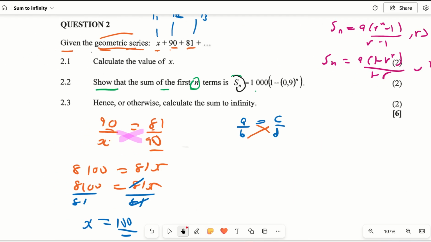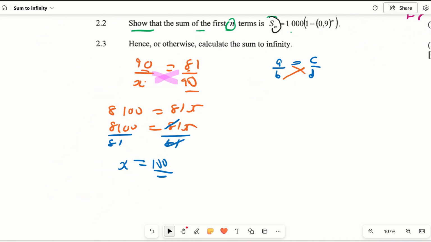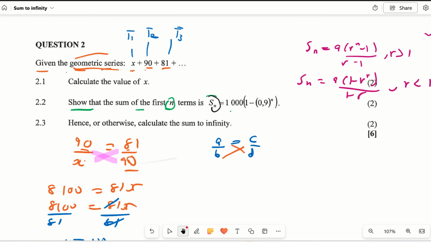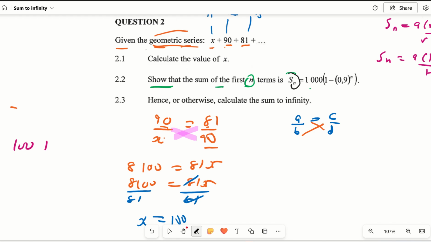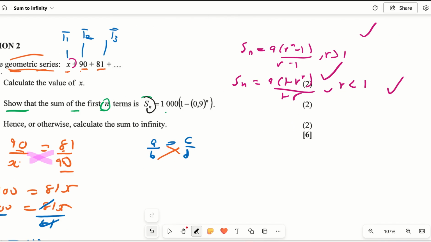Now, we need to find out what our r is, so that we know which formula we choose, this or that. How are we going to find that out? We know the first term is 100, the second term is 90, the third term is 81. Based on the 100 we got there, what is our r? r is this divided by this. r is 90 over 100, which is 0.9. 0.9 is a number that is less than 1, so therefore we use the second formula.